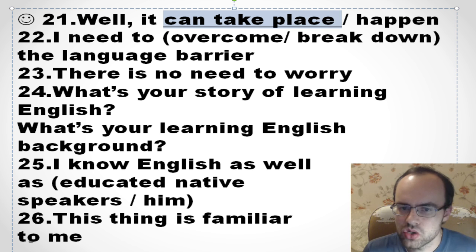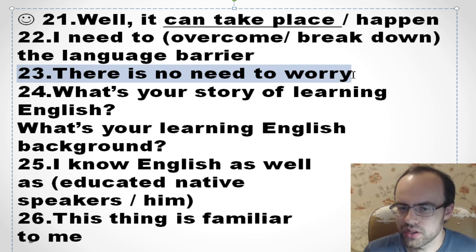Next, well, it can take place or it can happen. I need to overcome or break down the language barrier. So when you want to speak English fluently, naturally and fast, there is no need to worry. You can say it very simply, don't worry, be happy. Or you can say it like this: there is no need to worry.